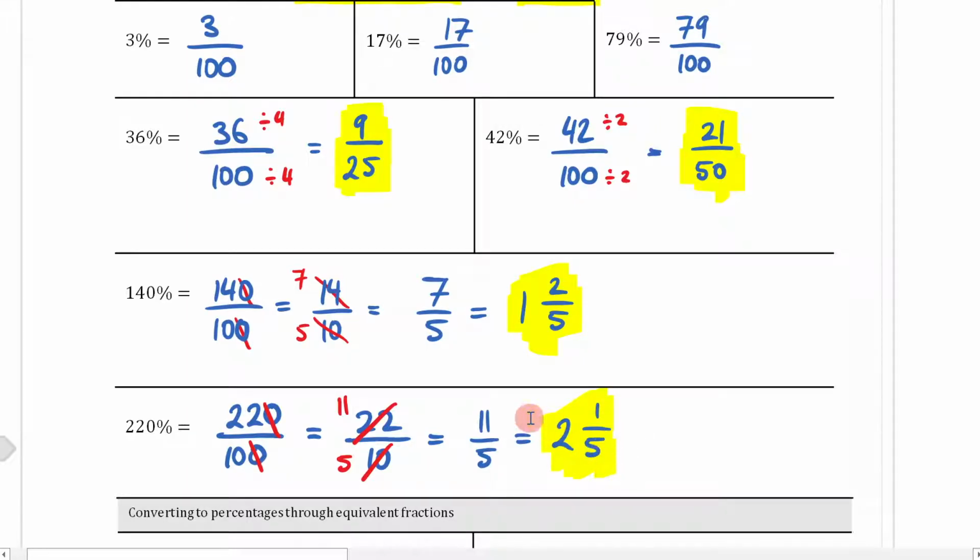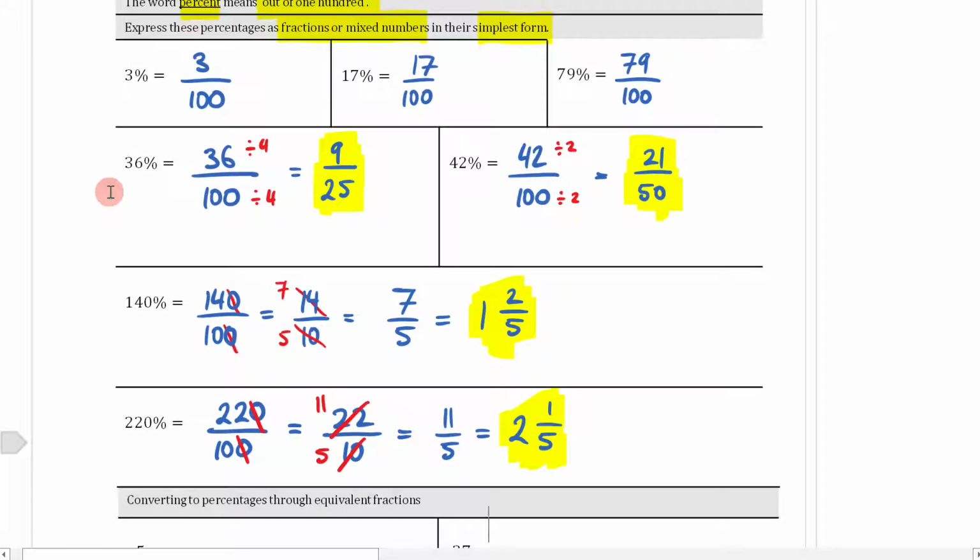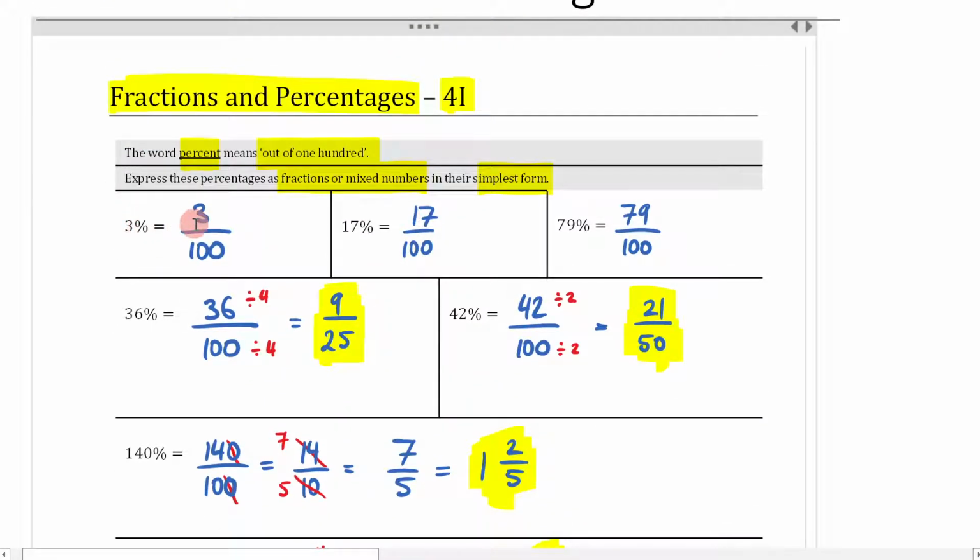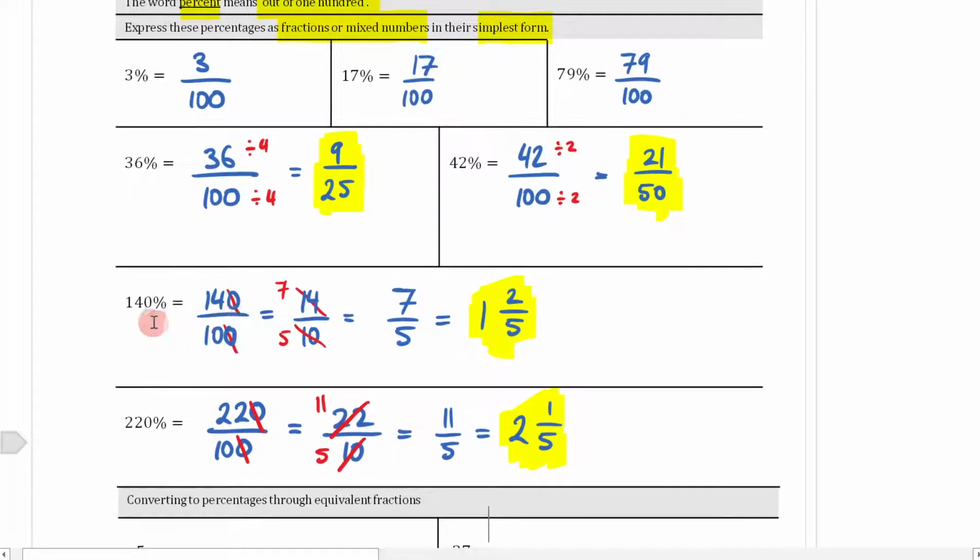All right, that's how you do it, people. Hopefully you followed all of that. That is how you take a percentage and turn it into a fraction. Always put it over 100, simplify where possible, and if it's greater than 100%, you know that your answer is going to be a mixed number.